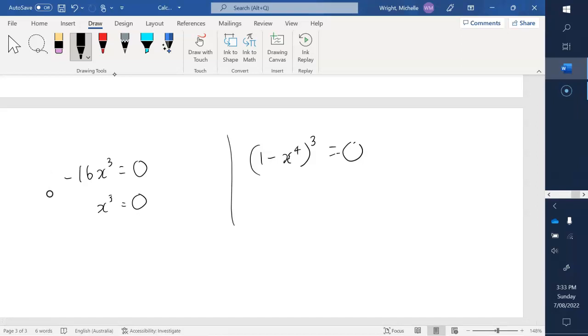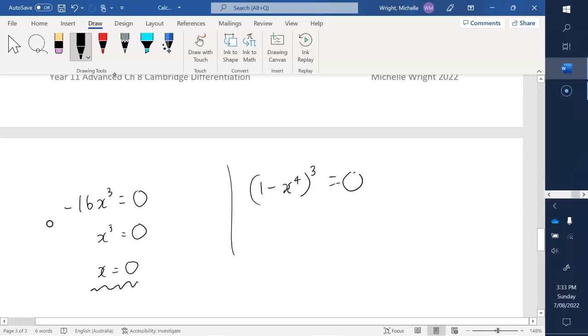So if we take the cube root of 0, we're just going to get x is equal to 0. So we've got 1 point straight away. That one's not too hard, and I would expect all of you should be able to do that. Now let's think about what's happening here.